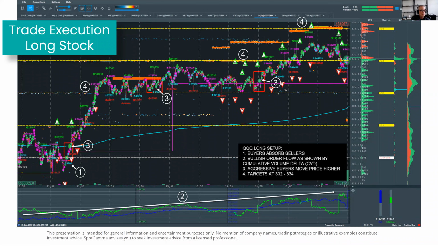So here's the trade execution. And again, I use Bookmap. And this is showing order flow. It's a little bit different from candlestick charts. This is showing the current order book.